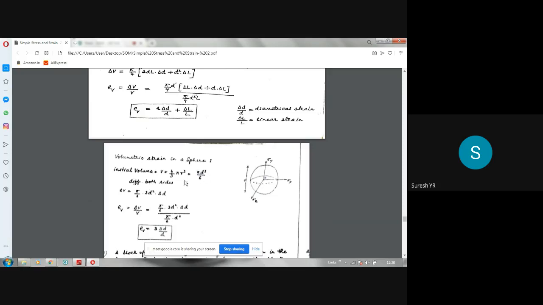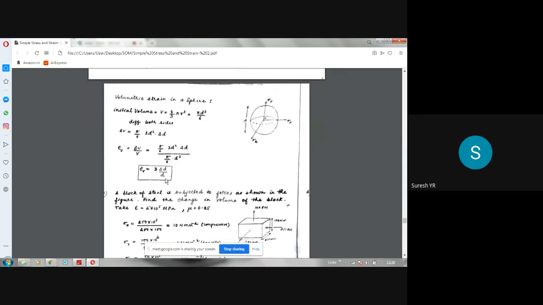So in this case, if you want the change in volume, the simple method is to differentiate both sides. So delta V is equal to pi by 6 into differentiation of d cube, which will be 3d square into delta D. So this is called the total differential in mathematics. So now if you want the volumetric strain in a sphere, delta V by V. So delta V is this, V is this. If you simplify that, you will get a simple expression: 3 times the diametrical strain. Because in the case of a sphere, in all the 3 directions you have diameter.